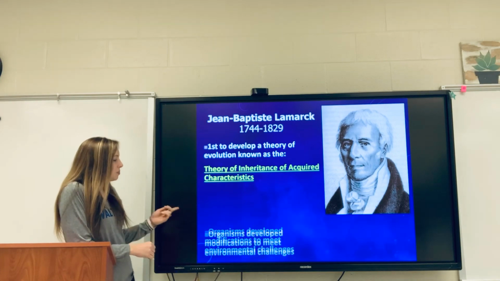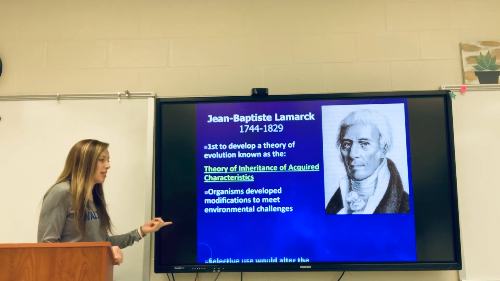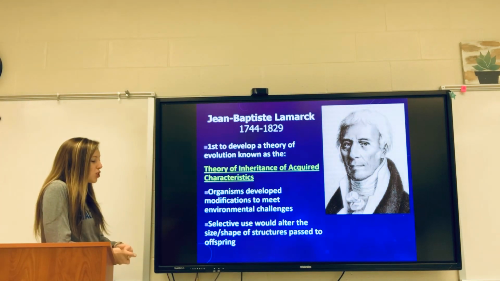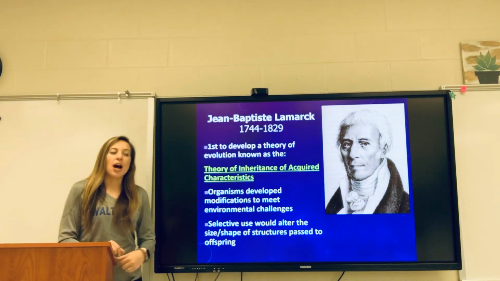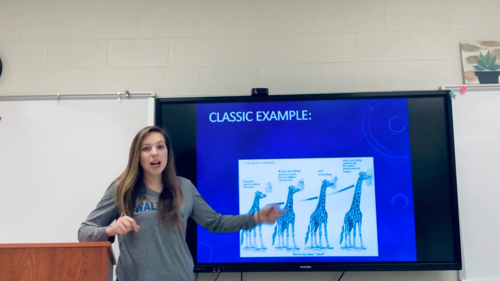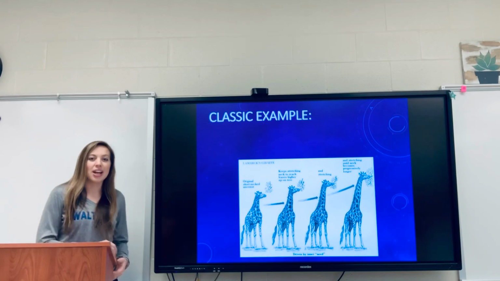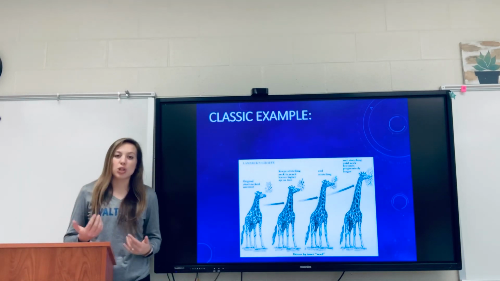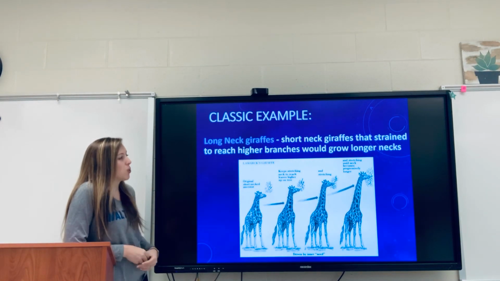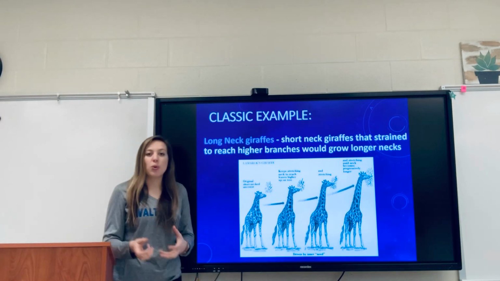So his theory, he said organisms developed modifications to meet environmental challenges. And this will make sense a little bit more with our picture that's coming next. But selective use would alter the size and shape of the structure passed on to the offspring. So if we look at our giraffe here, we see that this giraffe started like this. Well, he needs to get up to the tall trees to get all of those leaves that are up there. So he kept stretching and kept stretching and kept stretching, and eventually his neck was long. Well, his theory basically said that long-necked giraffes were short-necked giraffes that strained to reach higher branches and that they would grow longer necks. He said that this trait would be passed down.